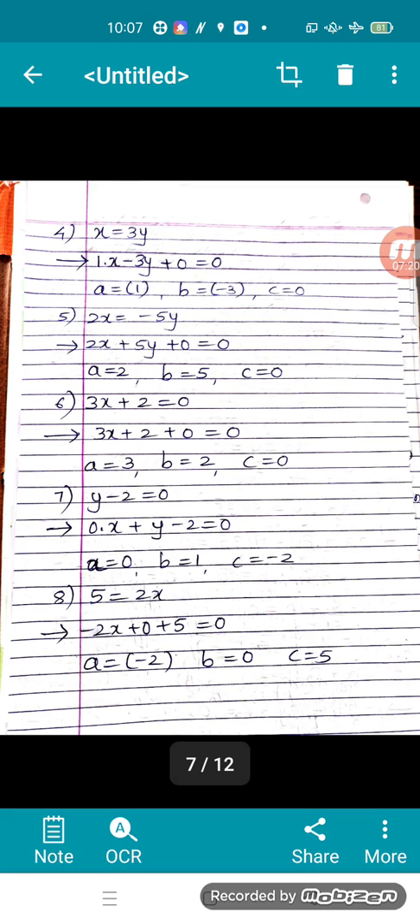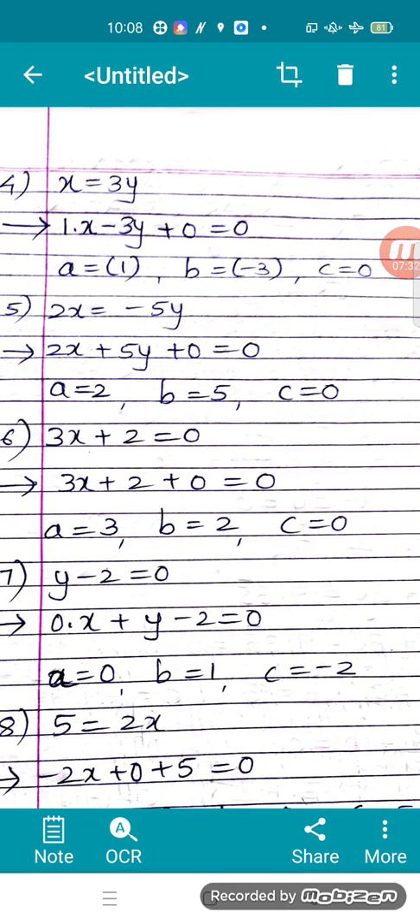Following? Very easy. Fourth, x equal to 3y. So 1x minus 3y plus 0 is equal to 0. A is equal to 1, b is equal to minus 3 and c is equal to 0. Fifth, 2x equal to minus 5y. So 2x plus 5y plus 0 is equal to 0. A is equal to 2, b is equal to 5, c is equal to 0. Sixth, 3x plus 2 is equal to 0. So 3x plus 0y plus 2 is equal to 0. A is equal to 3, b is equal to 0, c is equal to 2.